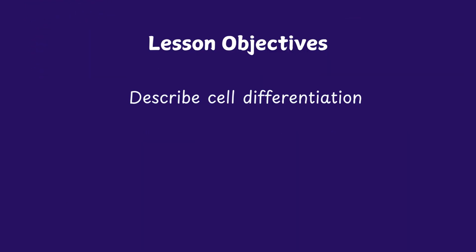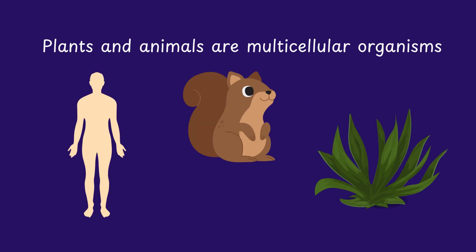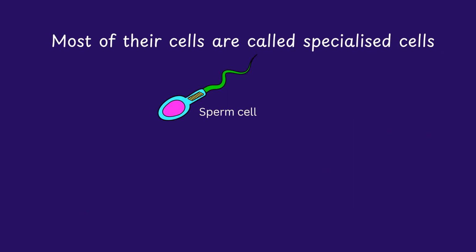In this lesson, I will describe cell differentiation and explain how cells become specialized. Plants and animals are multicellular organisms, meaning they're made up of many cells. Most of their cells are called specialized cells.